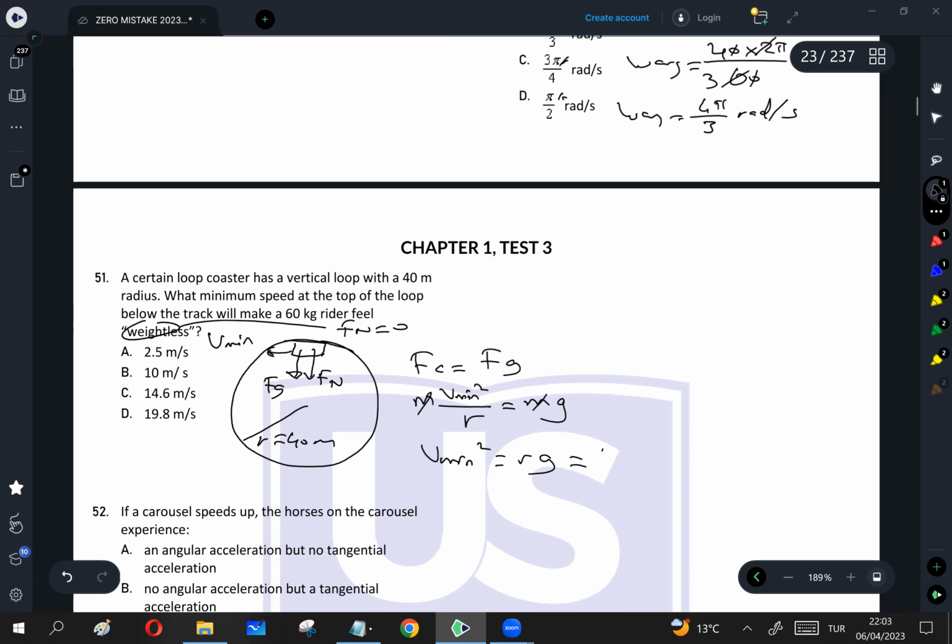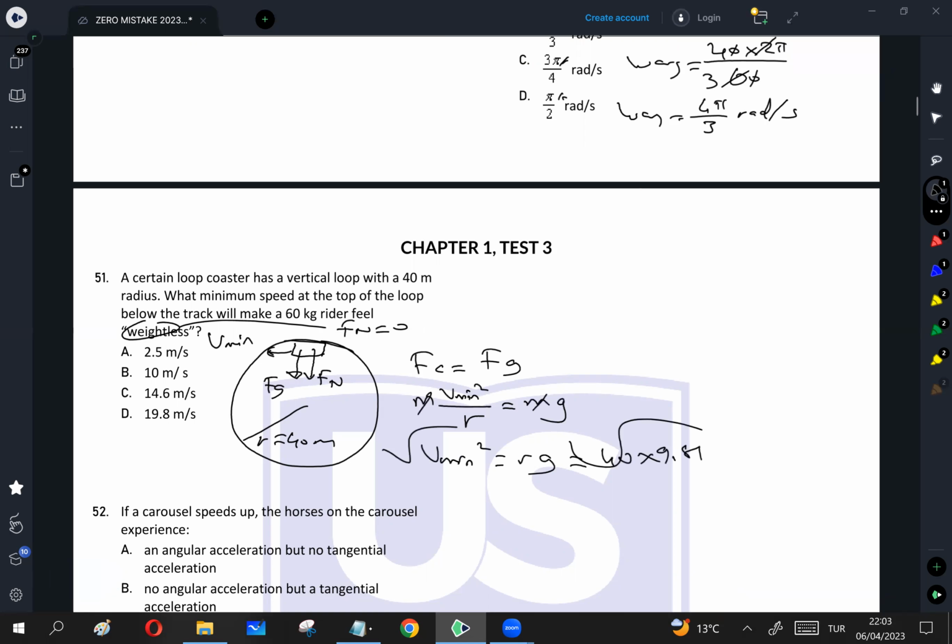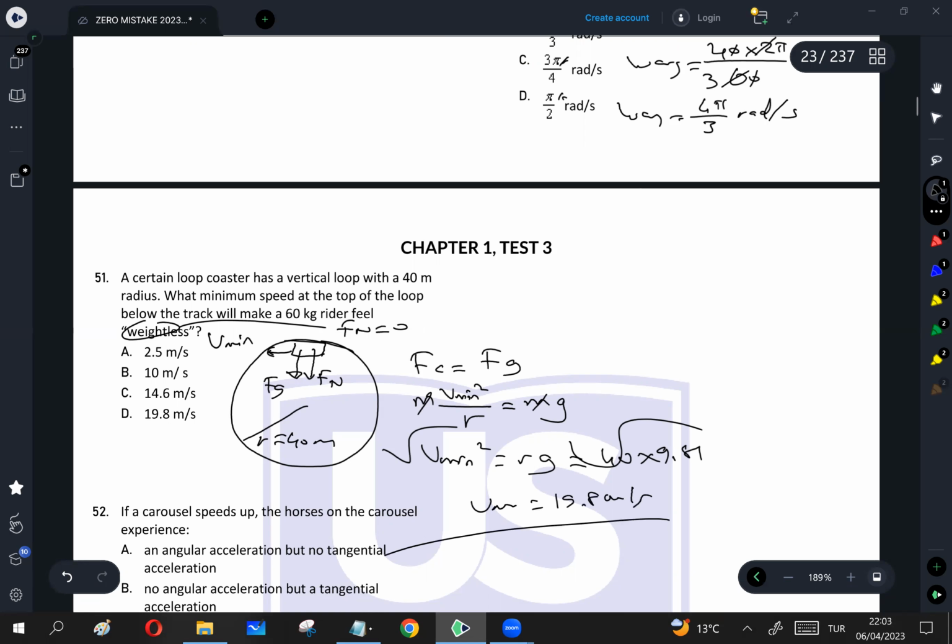R is 40. G is 9.81. So 40 times 9.81. After that, take the root. 19.8. And V minimum is equal to 19.8 meters per second. So with this question, we finished chapter 1. Chapter 1 tests all of that.